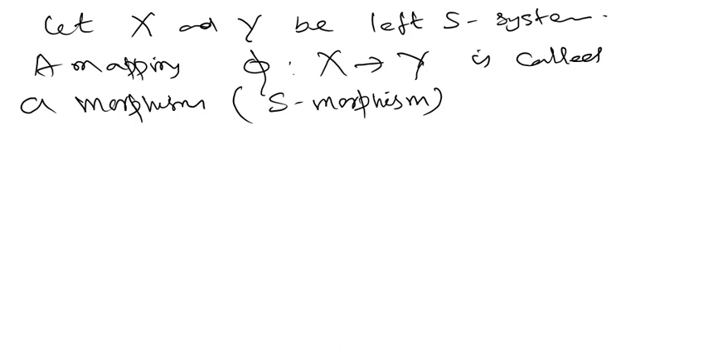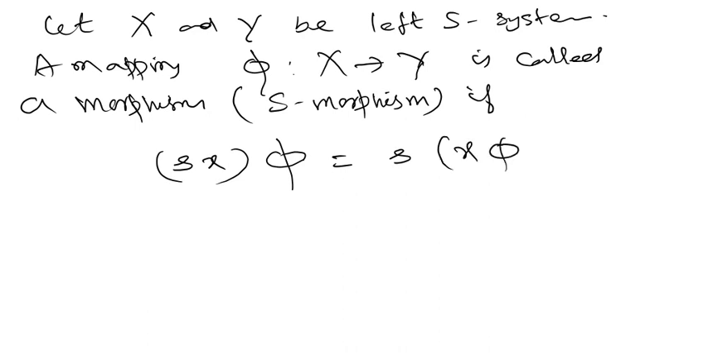If it has the following property, left S system, तो S left side में होगा, (sx) image of this under phi should be equal to, ये s scalar है, ये बाहर आना चाहिए, s times (x phi), for all s in S, x in X. Okay, so this is the definition of morphism in case of systems.